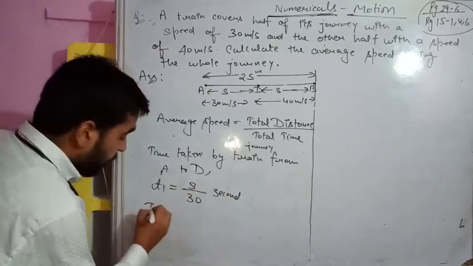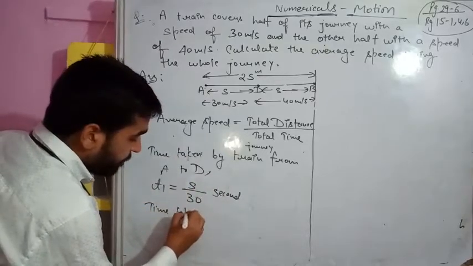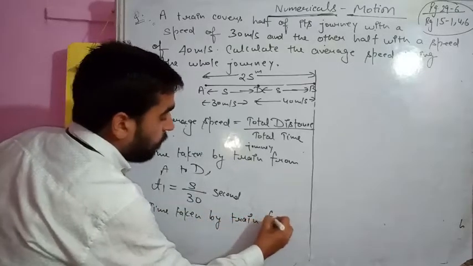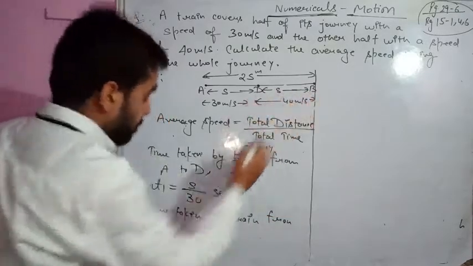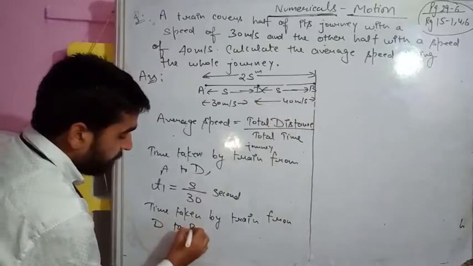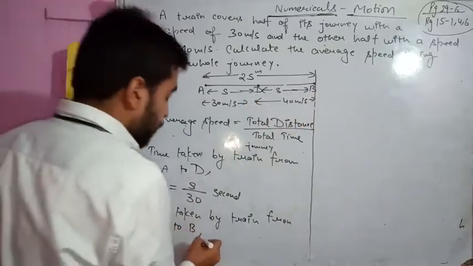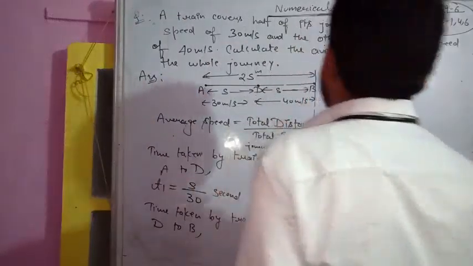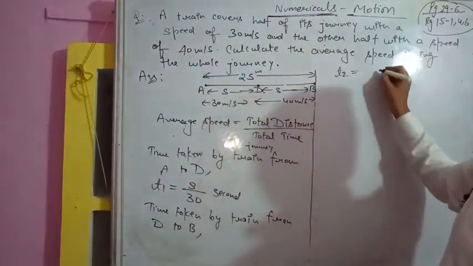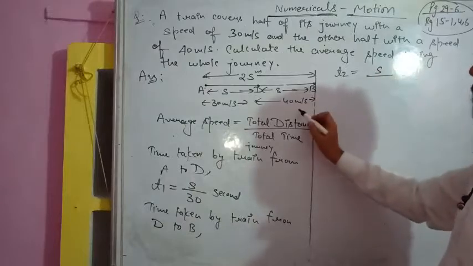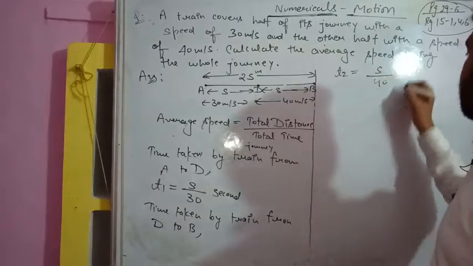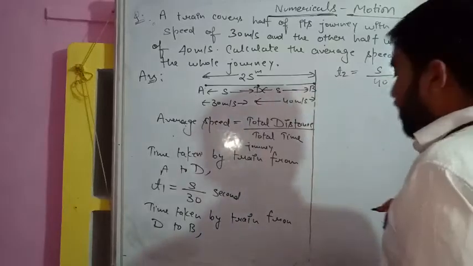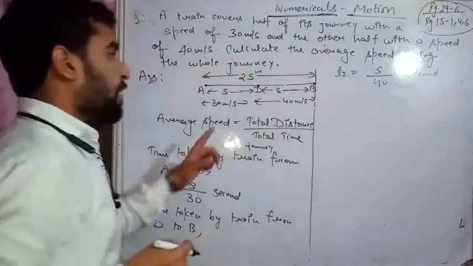So let us calculate the other time taken by the train from D to B. So what is the time taken by the train from D to B? This will be denoted by T2. So T2 is equal to, distance is S only, distance upon speed. Speed is 40. So this is in second. So students, we have the time, we have the distance.